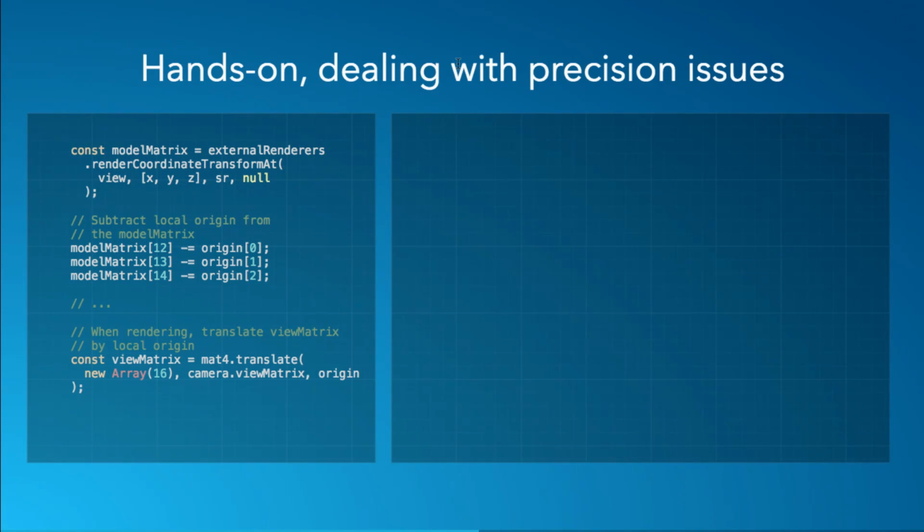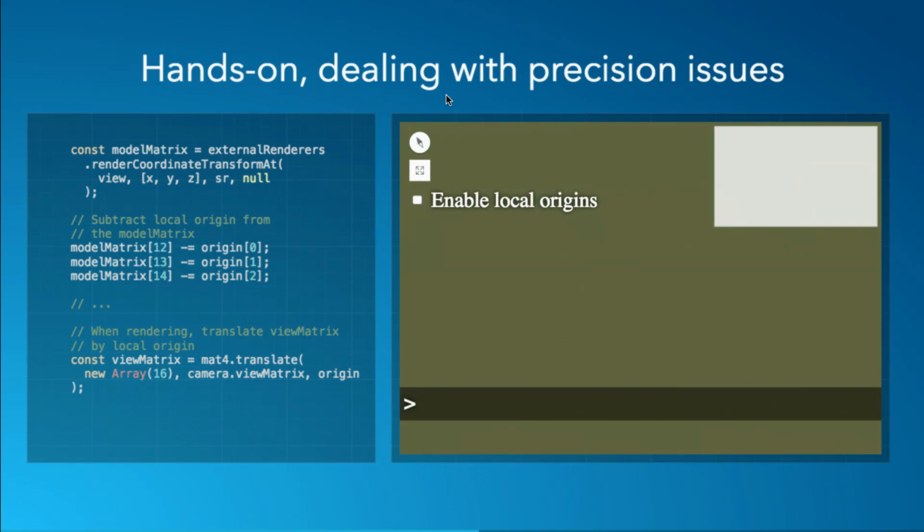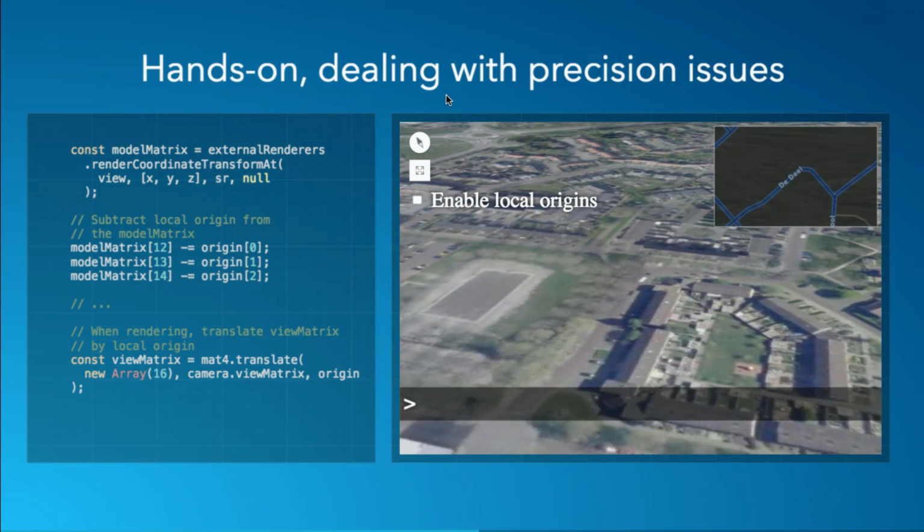So dealing with precision issues. This is something that we don't really want you to think about, but that you will just have to think about. It's something that we cannot just make it go away for you. And if you have been doing WebGL, then you know about this problem. If you have large render coordinate systems, then you're gonna have precision issues.